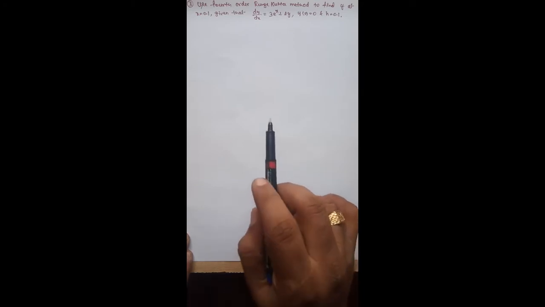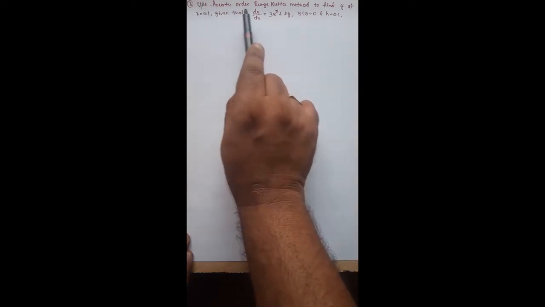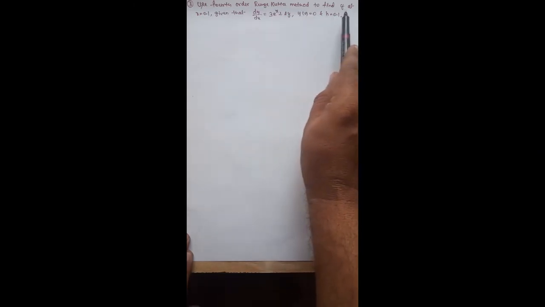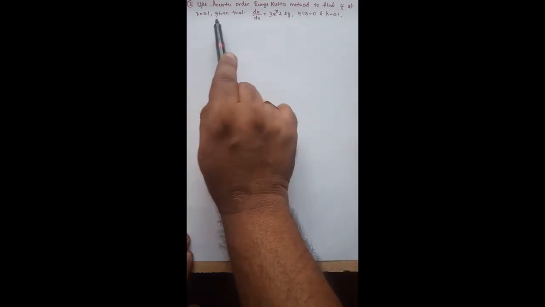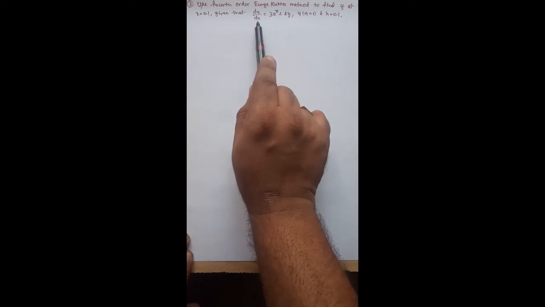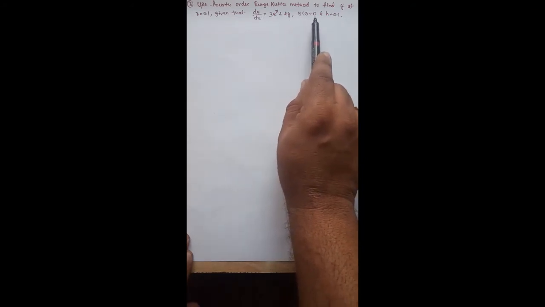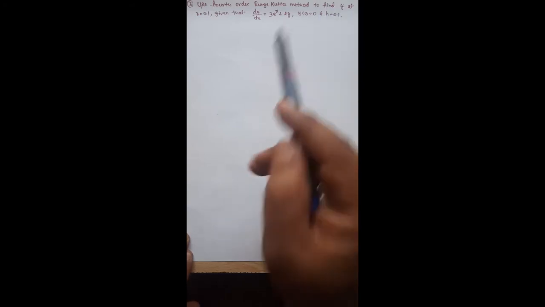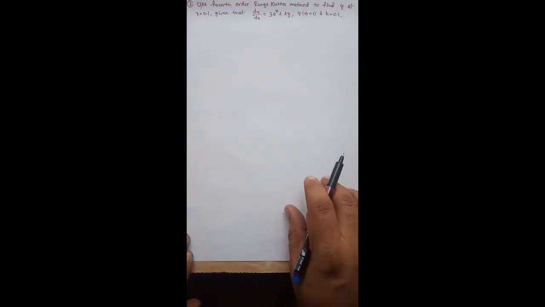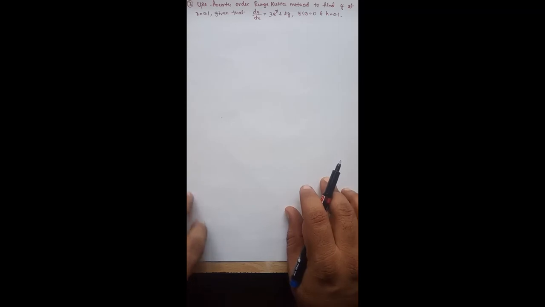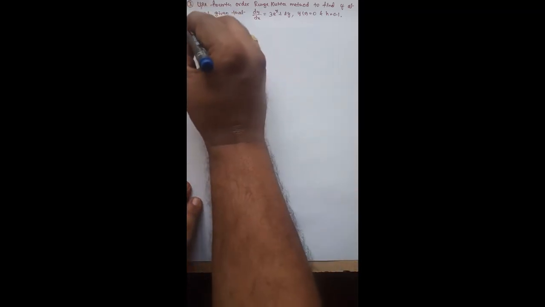Okay. So now we will discuss the last problem on fourth order Runge-Kutta method. Use fourth order Runge-Kutta method to find y at x equals 0.1 given that dy by dx equals 3 e power x plus 2y, y of 0 is equal to 0 and step length h is 0.1. So like the previous two problems, we'll solve this. Solution.